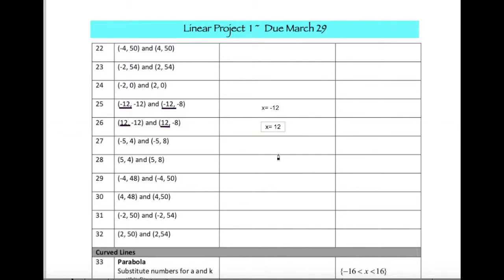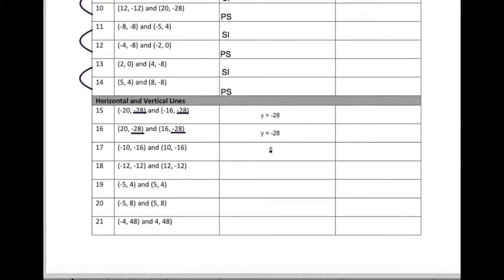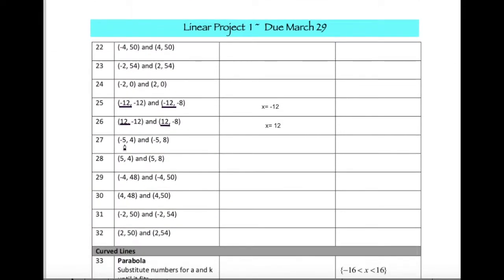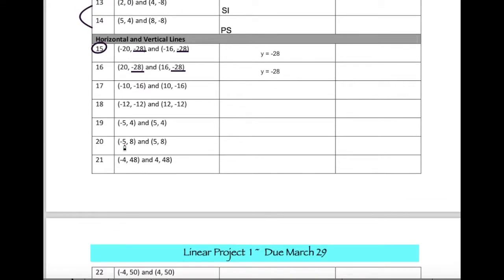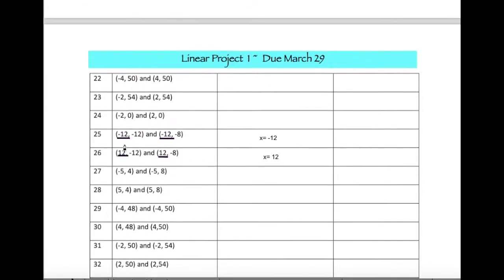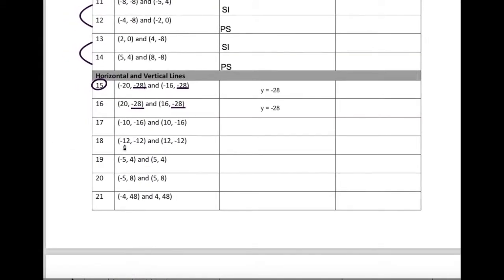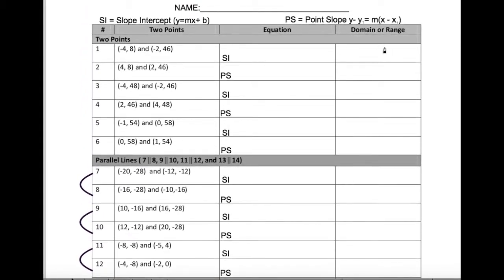Okay, so the horizontal and vertical lines starting at line number 15 is where I would start this project. Okay, just x equals or y equals for lines 15 through 32. Now, I will explain to you how to do the domain and range for those.